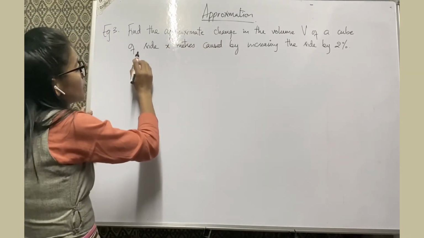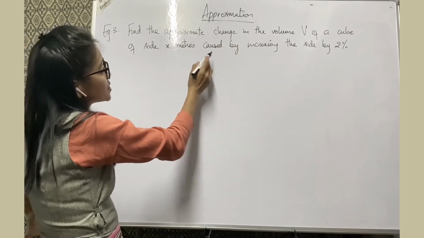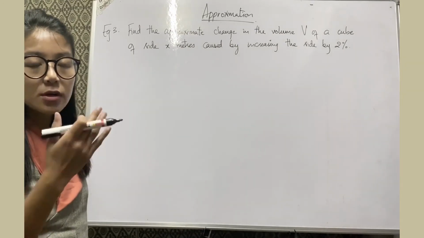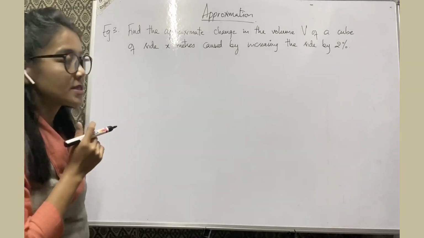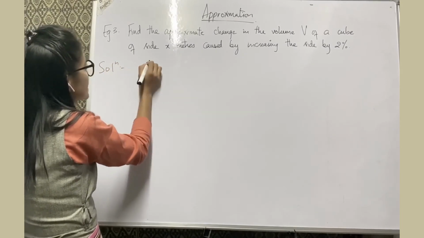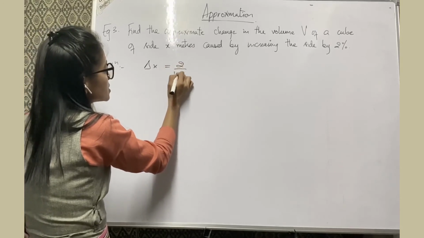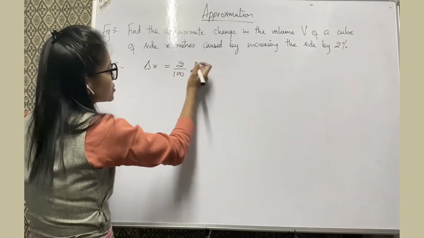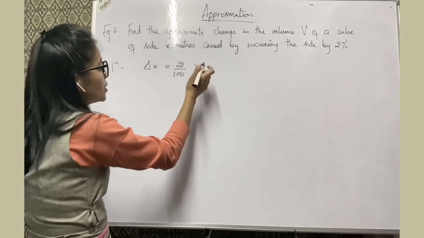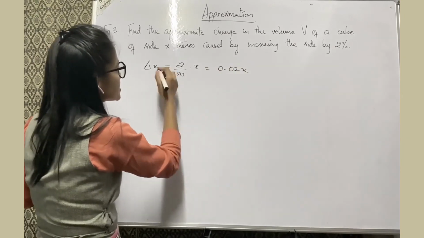You have to find the approximate change in the volume V of a cube of side x meter caused by increasing the side. x is increased by 2%. So you will write it in this way. Delta x, that is the corresponding change on side, is 2% of the side, that is 0.02 x. So this is delta x.